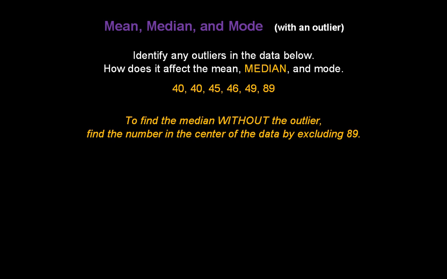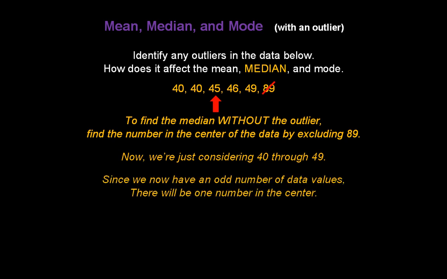Now, let's look at the median without the outlier. That means we're going to exclude the number 89. So I'm going to cross it off my list up there. And we're only going to be looking at numbers from 40 through 49. So that's where we're going to start counting into the center from. So let's count into the center. Now we only have one number right in the middle. Since we have an odd number of data values, there's only going to be one number in the center. So that's easy to figure out our median. Our median without the outlier is 45.